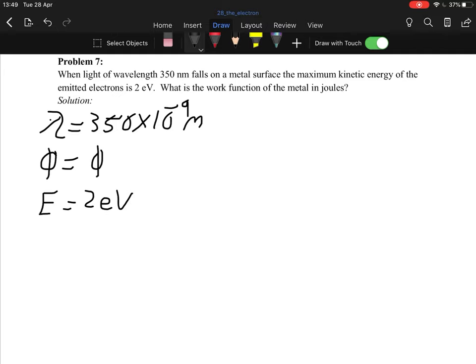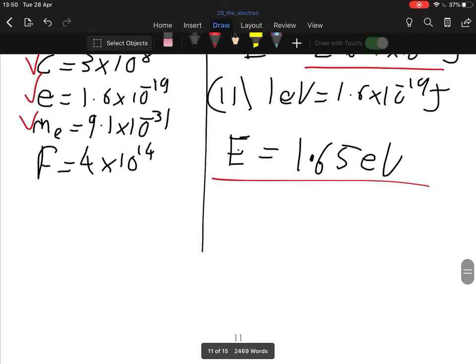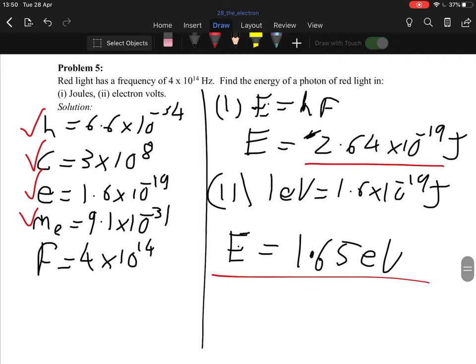Okay, so the kinetic energy, E, equals 2 electron volts. So first we need to convert that to joules. How do we do it? Well, 1 electron volt equals 1.6 by 10 to the minus 19 joules. So 2 electron volts equals 1.6 by 10 to the minus 19 times 2, which gives us 3.2 by 10 to the minus 19 joules. So we now have it in joules. Okay, and generally you'd want to convert your kinetic energy to joules anyway.